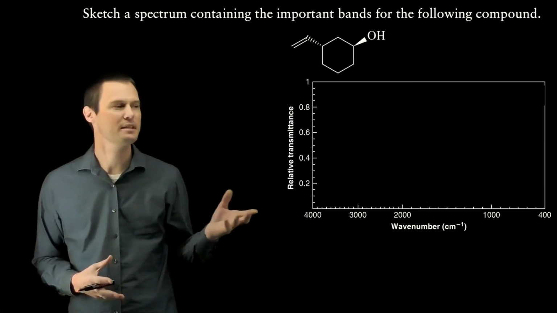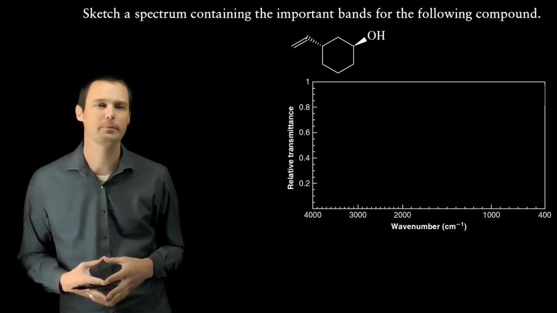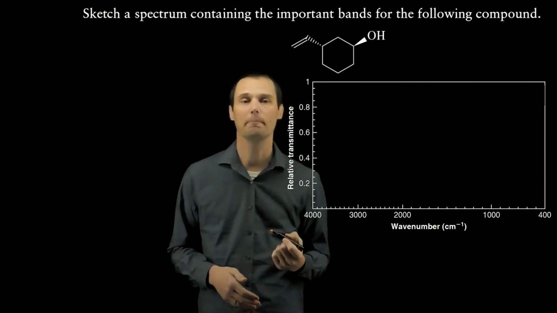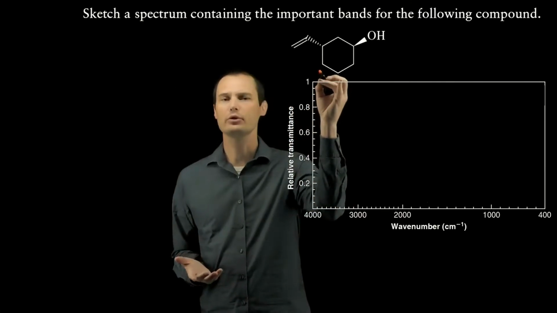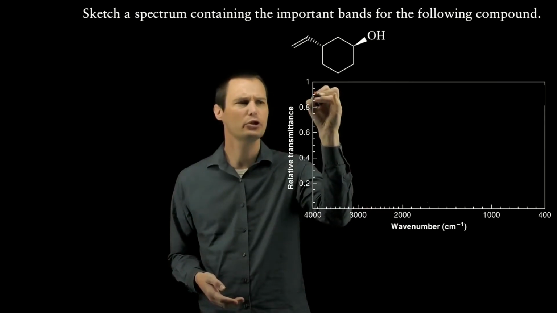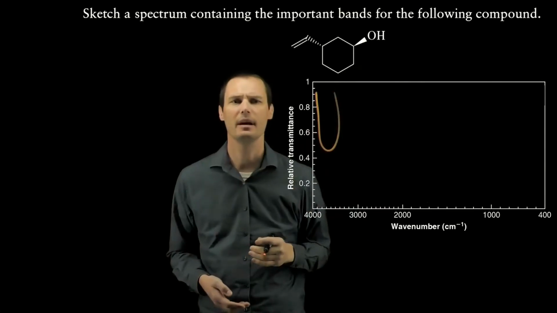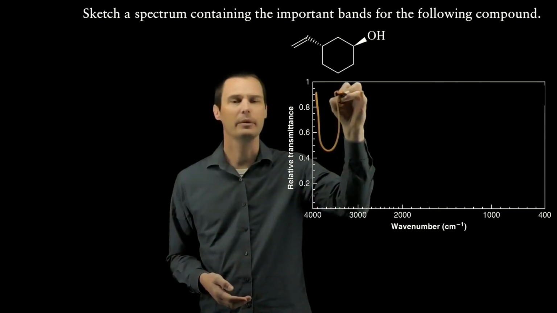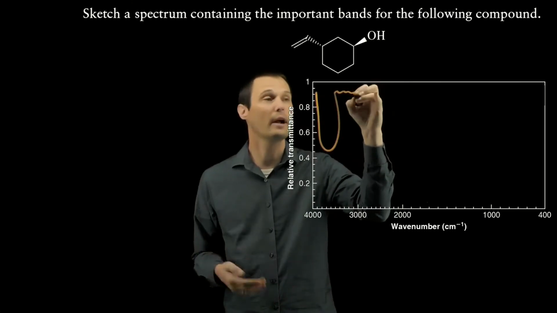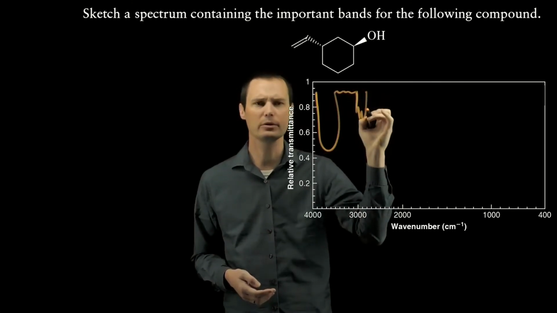This assessment asks us to sketch a spectrum for the following compound. What I notice in this molecule is the alkene and the alcohol. The alcohol will have a stretch around 3,300 in the IR, so around here-ish we would expect to see a stretch for the alcohol, and then we'd have some baseline noise, and then we'd have the stretch for the regular alkane peaks around 3,000 or so.